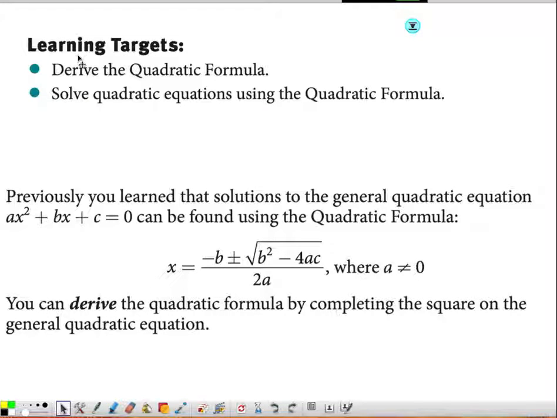Hello, this is lesson 9-2 and it begins on page 141. Here we are going to derive the quadratic formula. Previously you learned that solutions to the general quadratic equation ax squared plus bx plus c can be found using the quadratic formula. You can derive the quadratic formula by completing the square on the general quadratic equation.